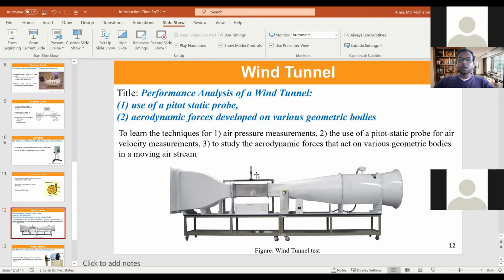You have a pitot static probe. Using that, you can measure forces at different points along different axes. So, it's going to be interesting. You're going to change the velocity in the wind tunnel, and you'll study how the forces change with the change of velocity.